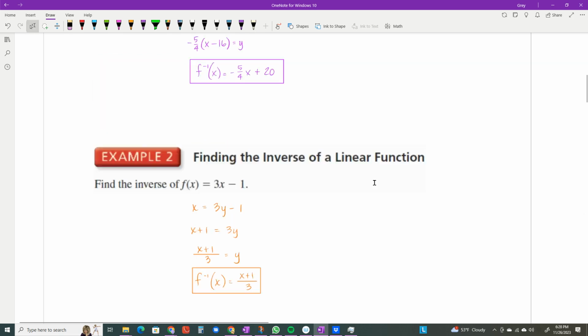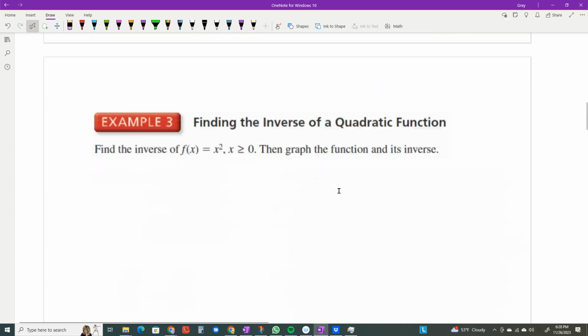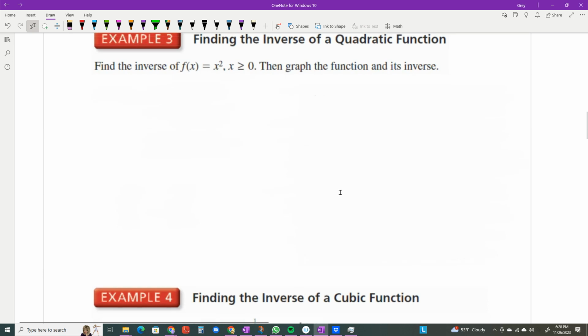Now, those were linear functions. These two were both linear because there's no exponent. Now we're going to do one that is quadratic. And they tell us find the inverse of f of x equal to x squared, if x is greater than or equal to 0, then graph the function and its inverse. So we start off by switching x and y. So I'm going to have x equals y squared.